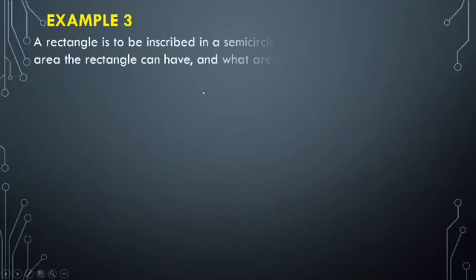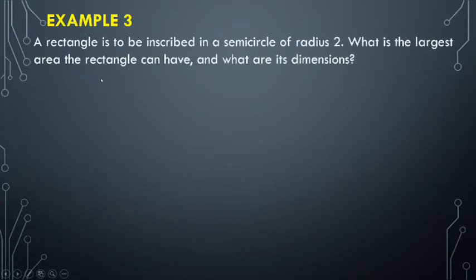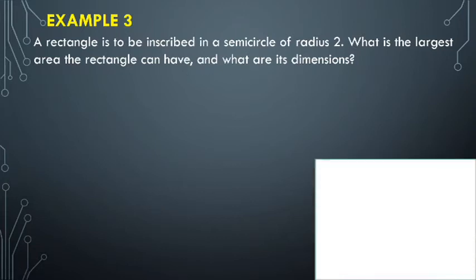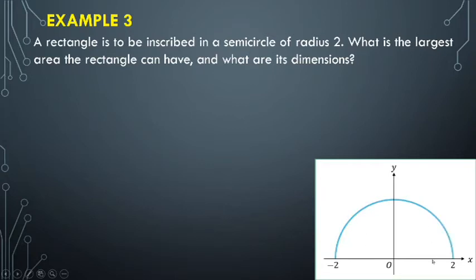Example number 3. A rectangle is to be inscribed in a semicircle of radius 2. What is the largest area the rectangle can have and what are its dimensions? Let's show the figure now. A semicircle of radius 2, from 0 to 2 and 0 to negative 2. A rectangle is inscribed in that semicircle. So, we have that rectangle.